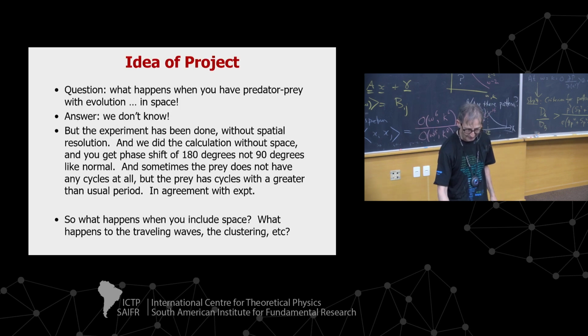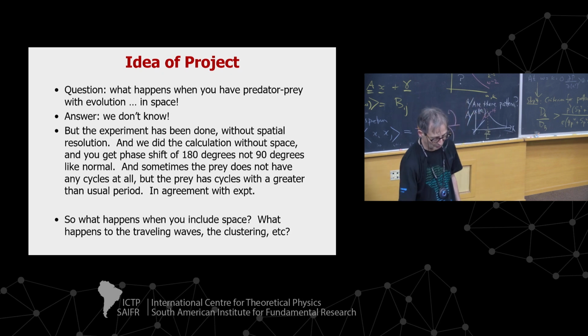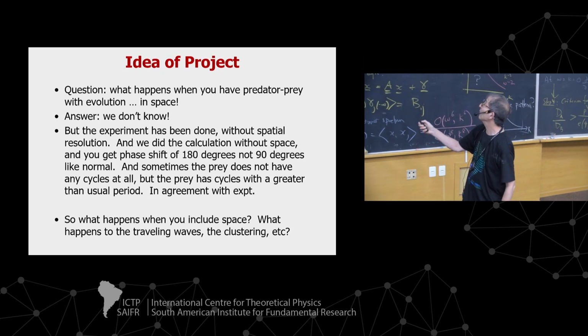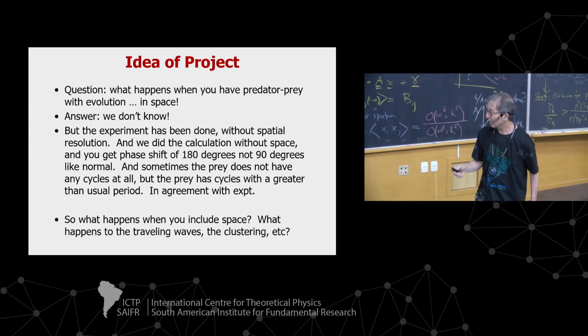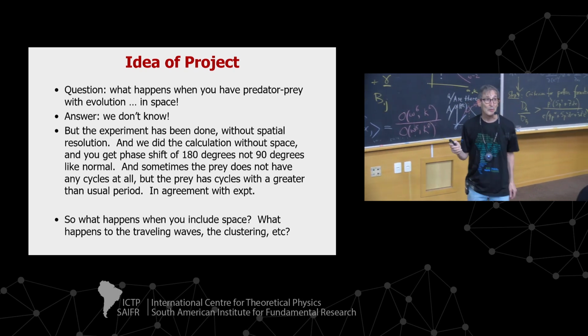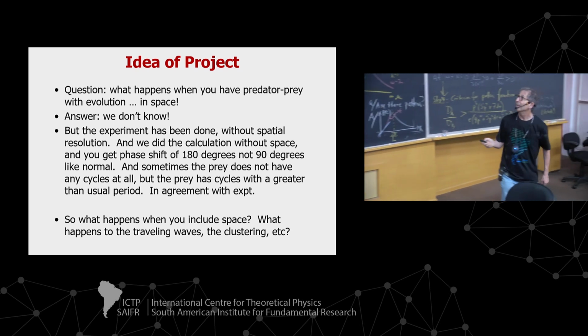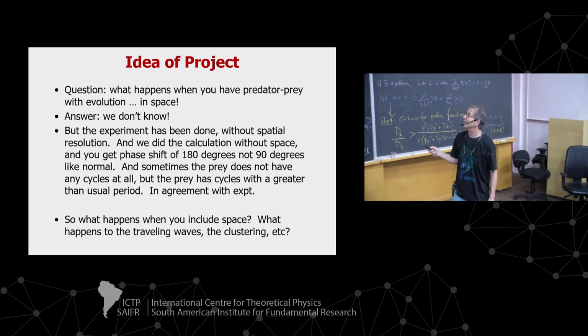And the idea is this: what happens when you have predator-prey with evolution in space? All of it, everything all at once. The answer is we don't know, because we were going to do the calculation, but we never did, because we started working on turbulence instead of that. The experiment has been done without spatial resolution, and we've done the calculation without space.